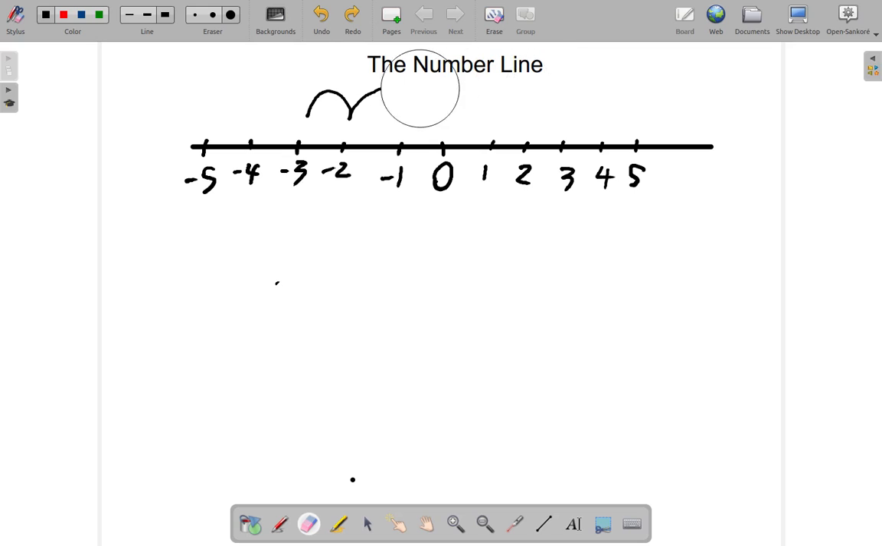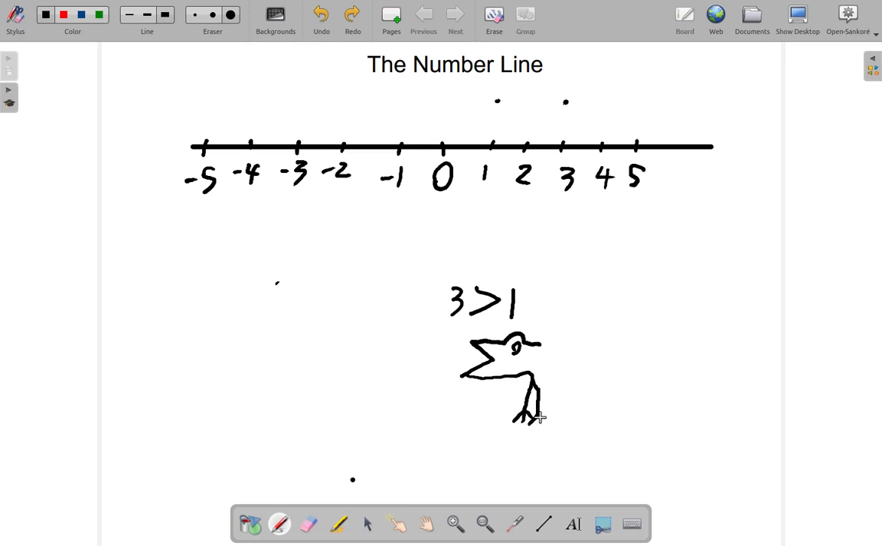Here I can say that 3 is to the right of 1. So therefore 3 is greater than 1. Remember, it's like a bird beak, and the bird opens its beak to the bigger food, turns its back to the smaller food.